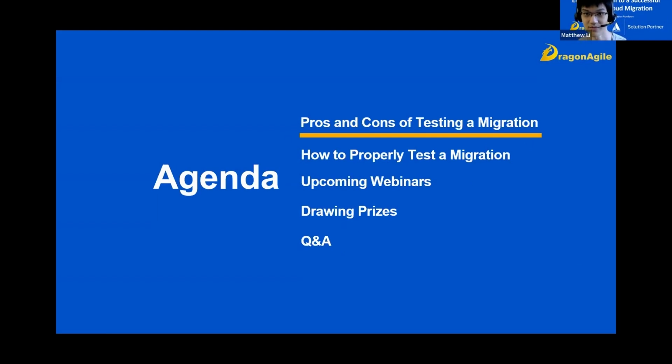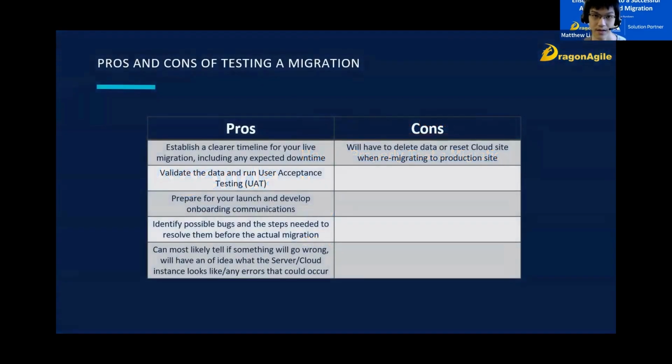So let's get started with the pros and cons of testing a migration. Why should you test the migration in the first place? Some benefits would be knowing how long the migration would take, so your company knows not to make any changes during these times. As well, validating the data and running UAT is extremely important in getting adapted to the new cloud interface. We'll cover what to look out for relating to Jira, Confluence, and Bitbucket. It's good to encounter unexpected problems during the test migration rather than during the actual production migration.